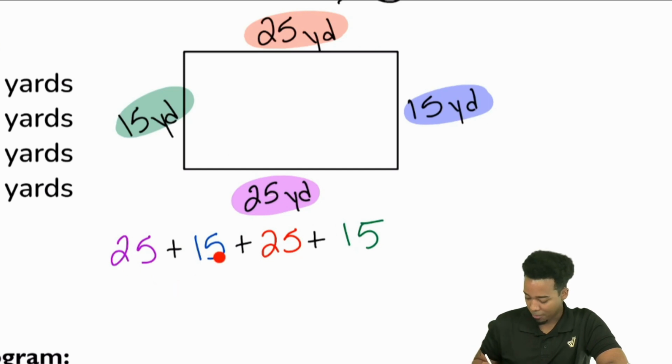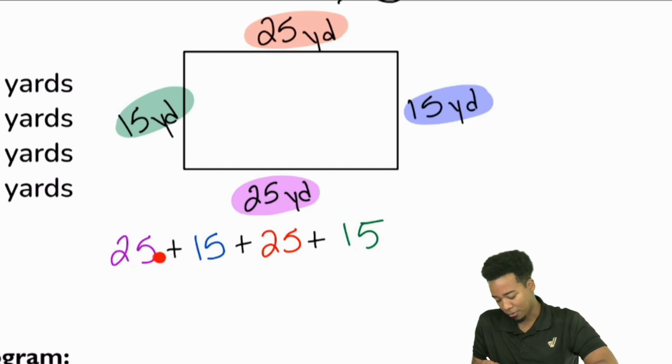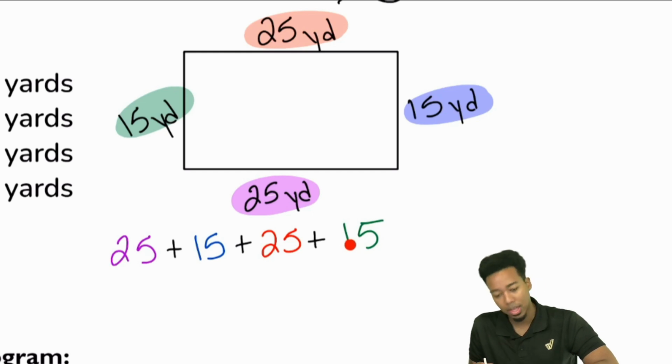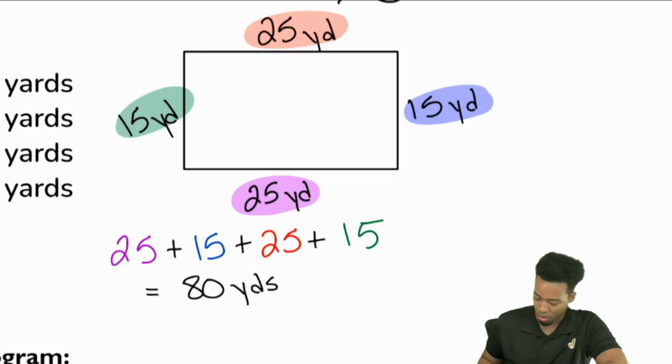We do 25 plus 15, or you can just do 25 plus 10 plus 5. So that'll be 35, then 40. So if this is 40, that'll be 40, so you'll get 80. Or you can just say 25 plus 15, that's 40. 40 plus 25 is 65. 65 plus 15, that'll end up being 80. And so here at the end, you get 80 total yards.